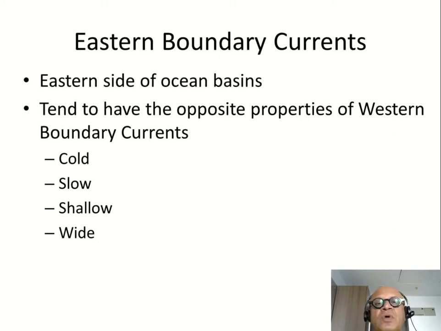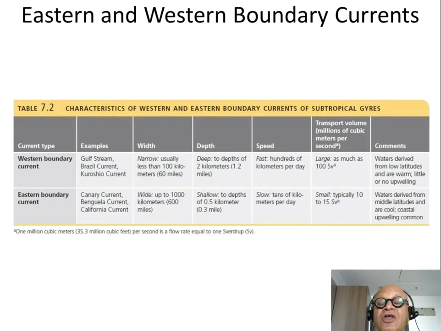Okay, so as opposed to the narrow, fast, deep western boundary currents that can go down deeper than a kilometer, the eastern boundary currents, on the other hand, are cold. They are very broad and they are kind of slow, and they are shallow, just a few hundred meters as opposed to more than a kilometer. They are just responding to this mass balance to close the loop of the westward tropical currents, eastward subtropical currents, and the western boundary.